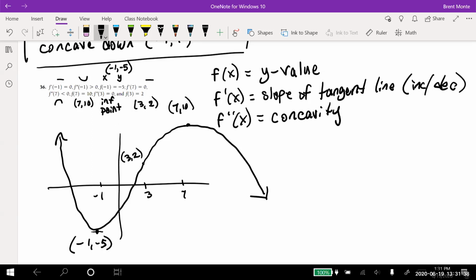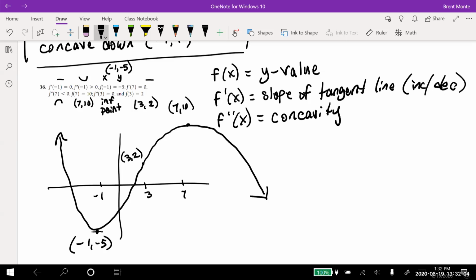Satisfied all the requirements. It goes through (-1, -5), (3, 2), and (7, 10). It had a horizontal tangent line at (-1, -5) and (7, 10). It was concave up at x equals -1, concave down at x equals 7, and it changed concavity at x equals 3. So that's the graph. It has to satisfy all those requirements, and so this one does.